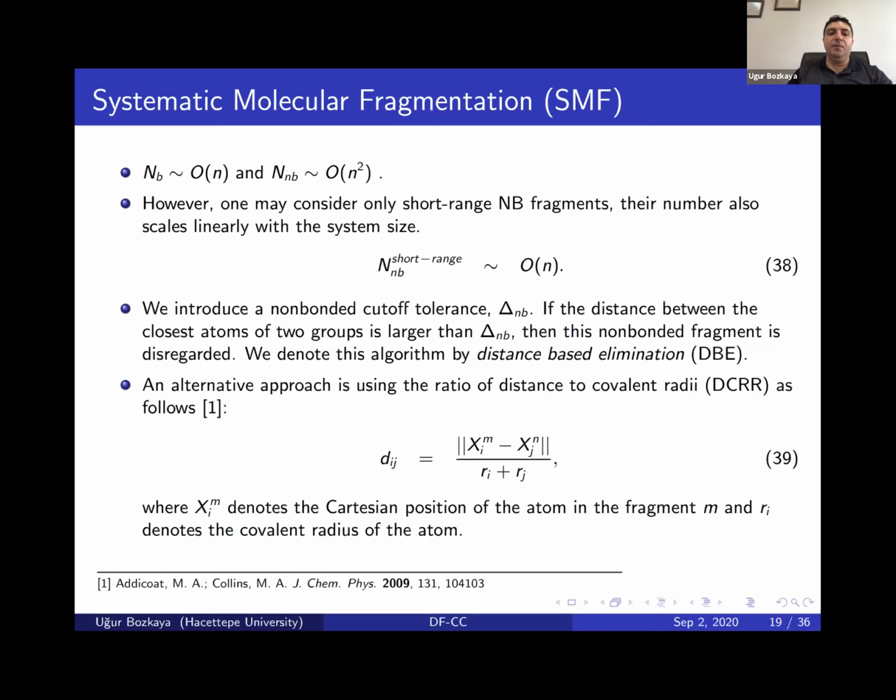An alternative approach is recommended by Collins and co-workers. In this one, one uses the ratio of distance to the covalent radii, which may be called the DCRR, and we may calculate the distance tolerance by this formula. In here, X_i^M denotes the Cartesian position of the atom i in the fragment M, and R_i denotes the covalent radius of the atom.